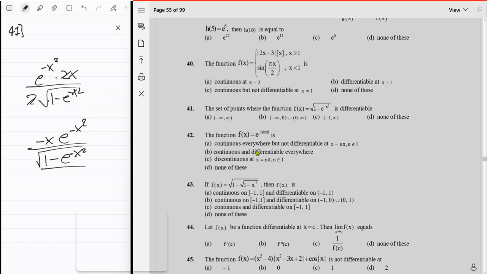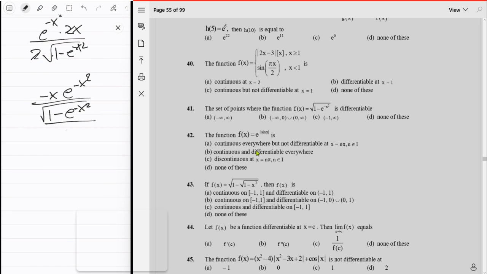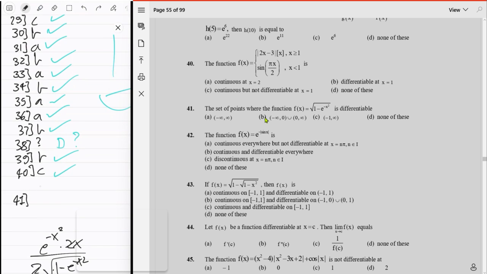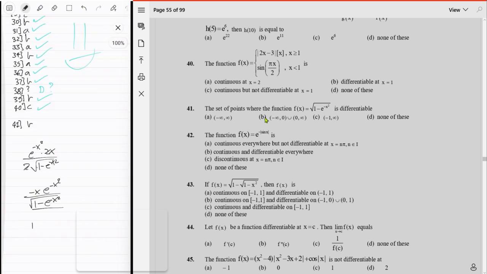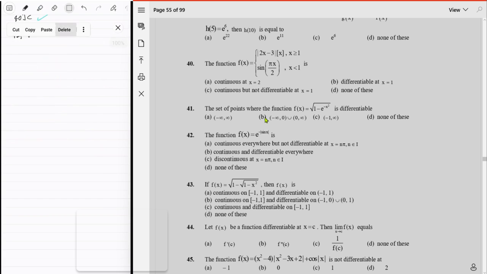That will happen whenever this thing is not 0. Then it's differentiable, right? And when is this thing 0? That will happen when 1 is equal to e power negative x square. It just means negative x square equal to 0, so x equal to 0. That's when that happens. So everything except 0, that should be b, I think. So at b it's not differentiable. Next question, 42.